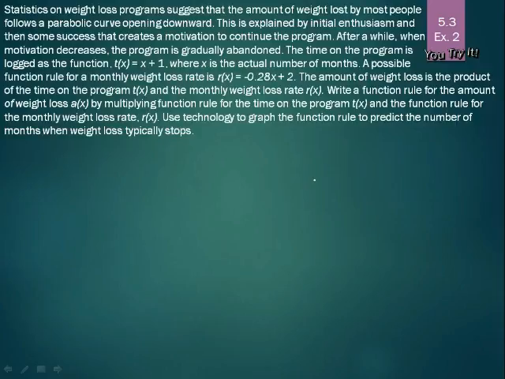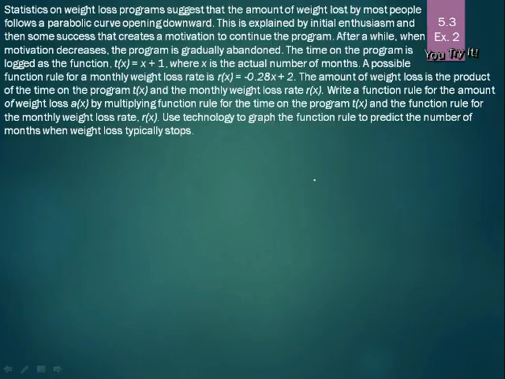Statistics on weight loss programs suggest that the amount of weight lost by most people follows a parabolic curve opening downward. This is explained by initial enthusiasm and then some success that creates a motivation to continue the program. After a while, when motivation decreases, the program is gradually abandoned.